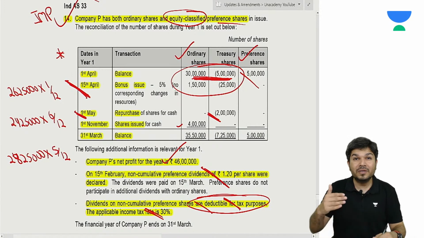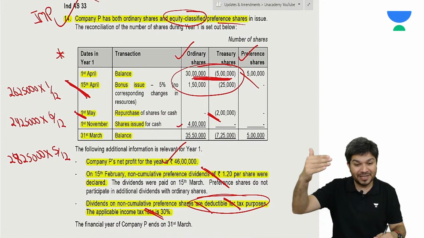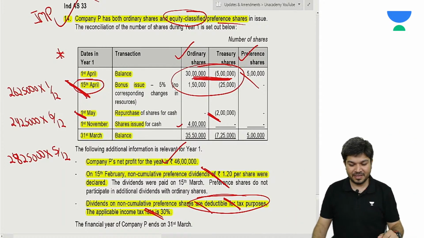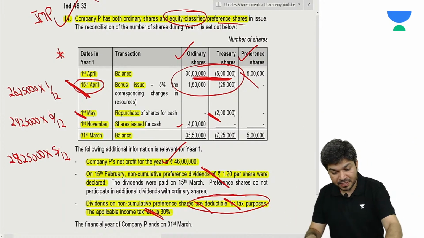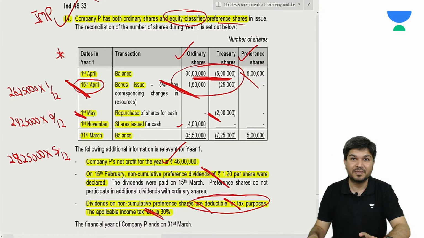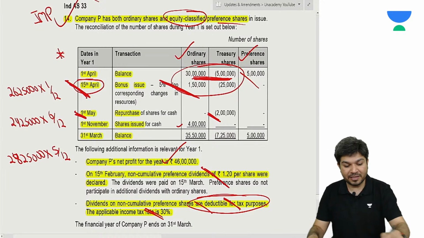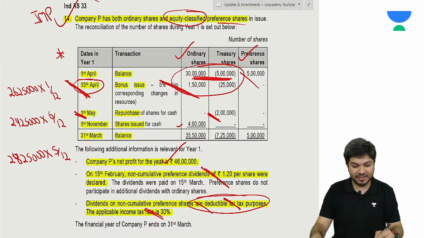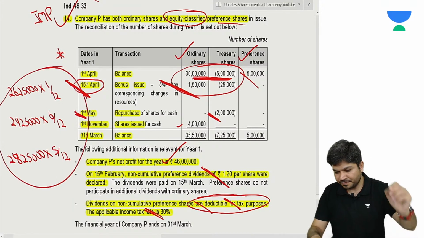So the effect of bonus is to be given from the very beginning. Don't think it's from 15th April. It was there from 1st April only. So from 1st April we had 2625 shares. They were there till 1st May. Now on 1st May, minus 2 lakh. So now 2425 from 1st May to 1st November. And 1st November to 31st March, it is 2825. Are you getting this?